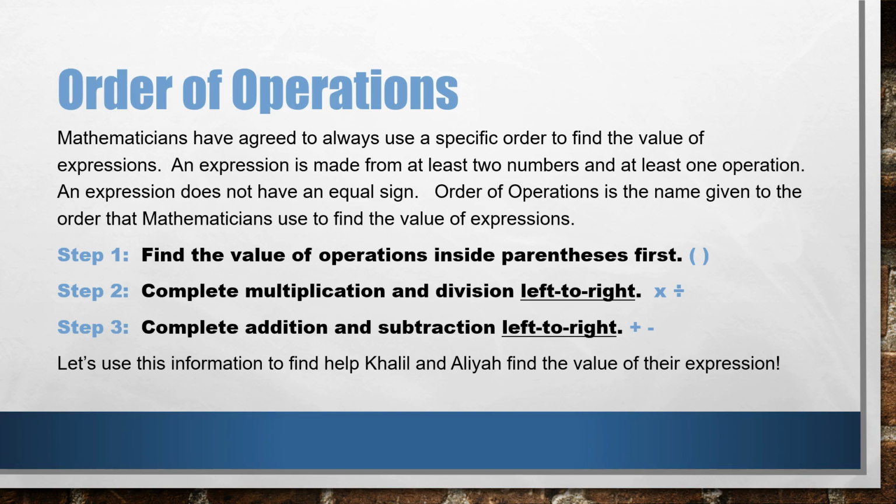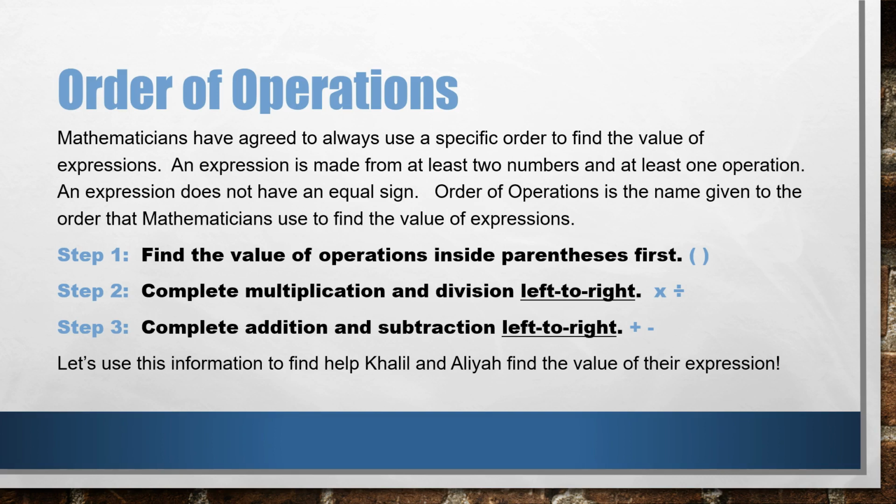Here's the order of operations. Step 1. Find the value of operations inside parentheses first. Step 2. Complete multiplication and division left to right. This means that you might do division before multiplication, or multiplication before division. It's whichever you come to first, moving from left to right. Step 3. Complete addition and subtraction left to right. This also means that you might do subtraction before addition or addition before subtraction. You start on the left and move right.